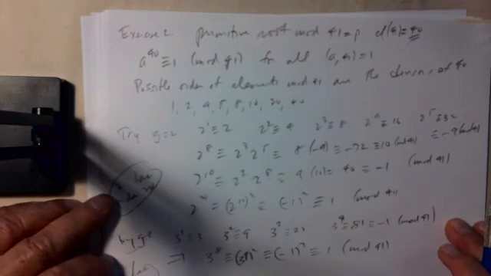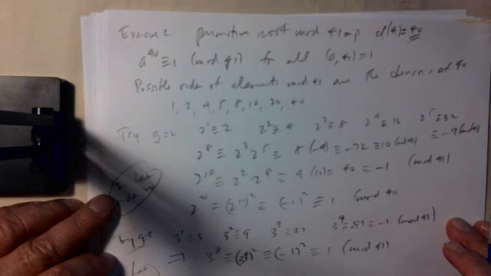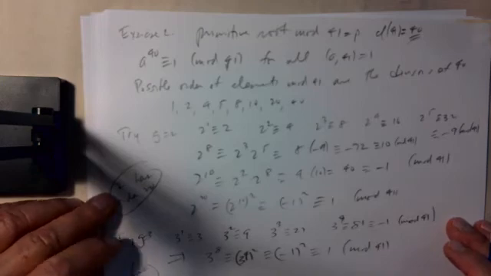If 2 has order 20, 4 has order 20, because raise 4 to the 20th power, it's just like raising 2 to the 20th squared power, and 2 to the 20th is 1. So let's try g equal 5 next.